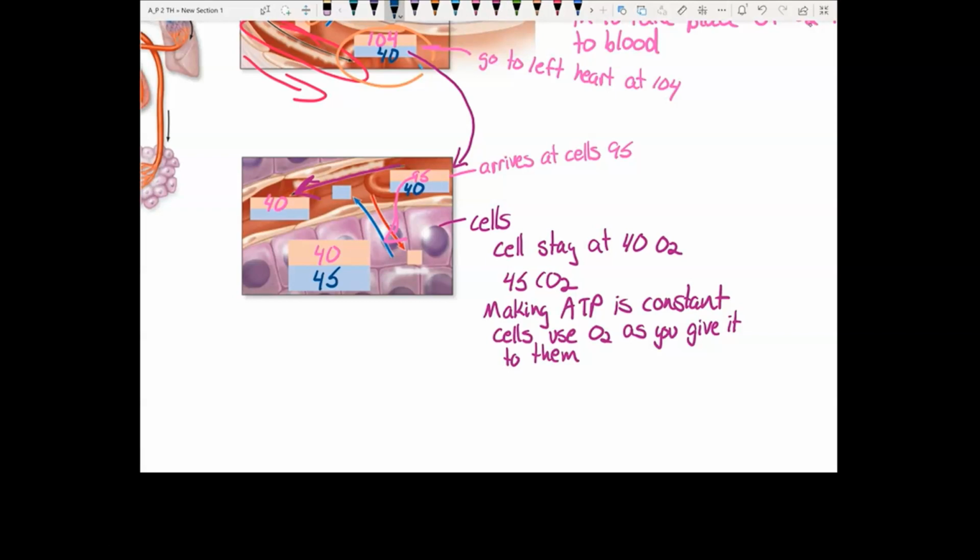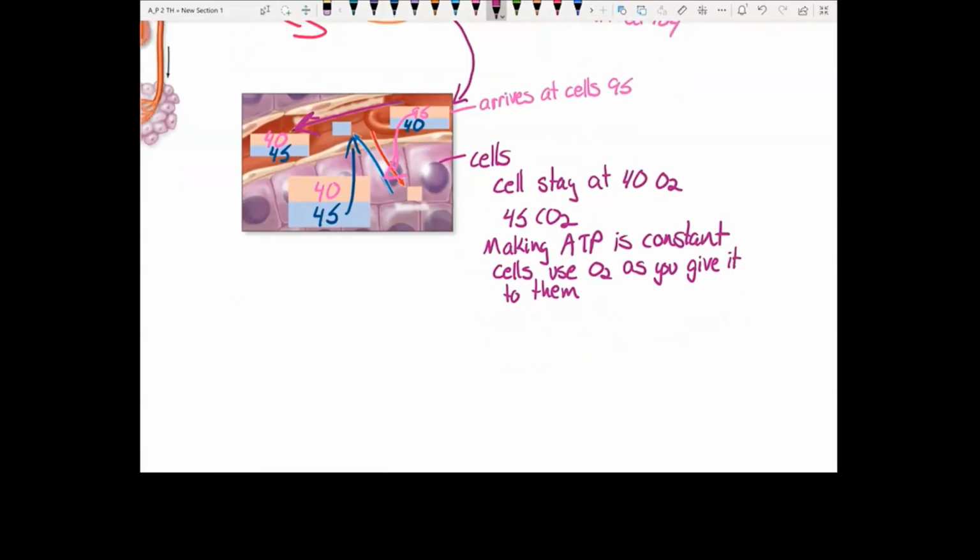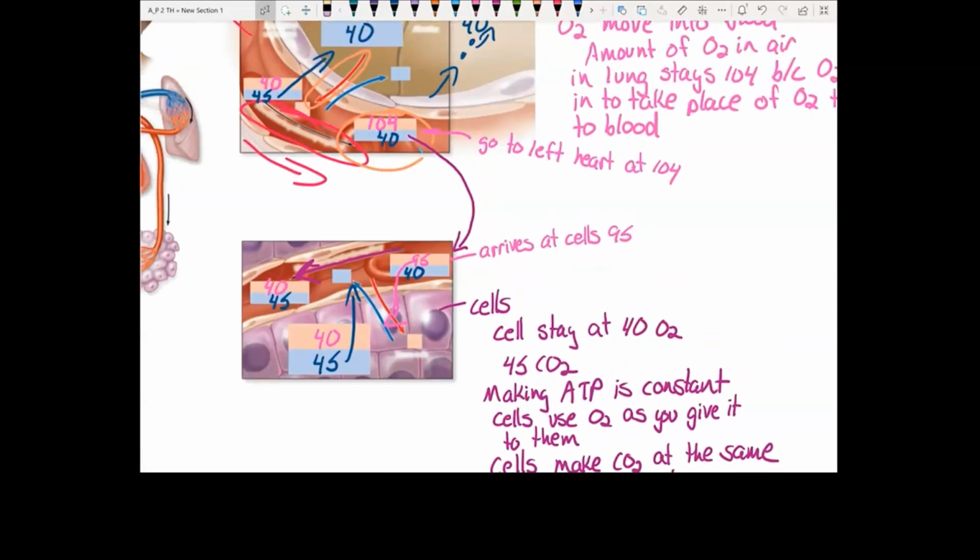The carbon dioxide is going to move into the blood because it's going to diffuse high to low. But we're going to equal out at 45. That's because cells make carbon dioxide at the same rate you remove it. So we're giving the cells oxygen, we're picking up their carbon dioxide, but the numbers in the cells don't change, only the blood changes. Now we're ready to repeat.